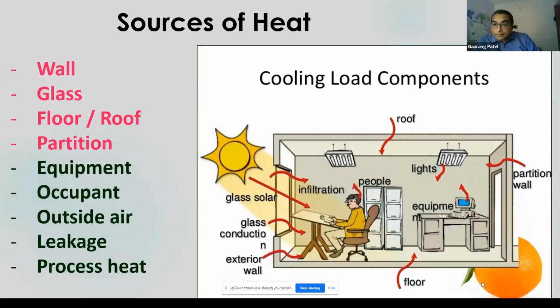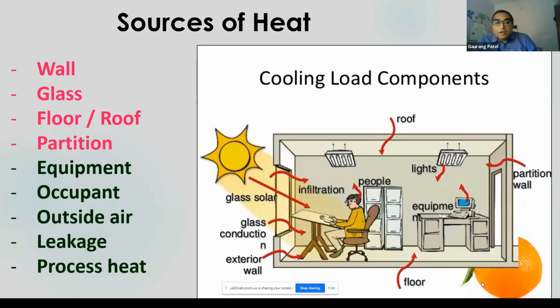Then outside air. In your room there will be some leakages, from where the outside air comes into the room, because in summer the outside temperature may be 42 degrees, and if that air comes into your room, that adds heat into your room. In the case of Mumbai, the more challenging thing is that whenever the outside air comes into your room, it brings a lot of moisture also. That will come into the picture, which we need to deal with.